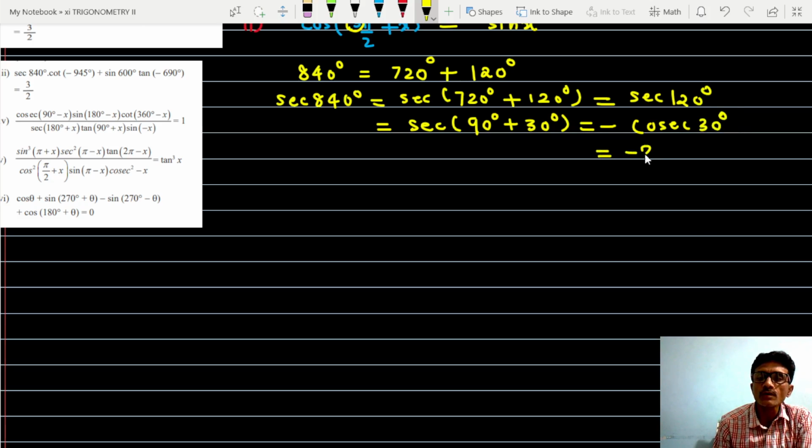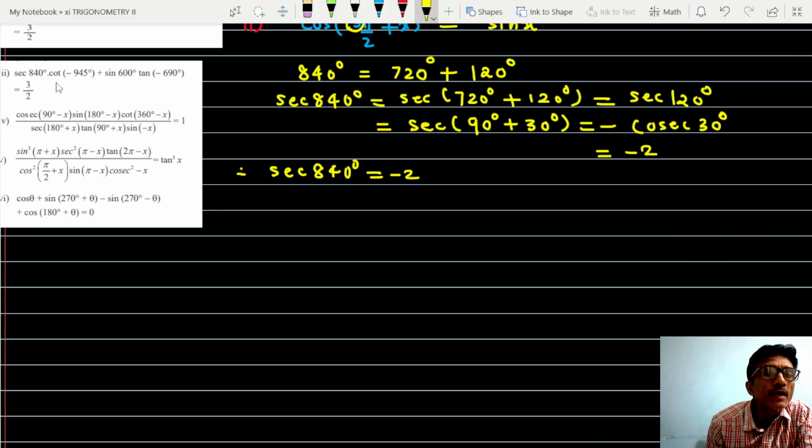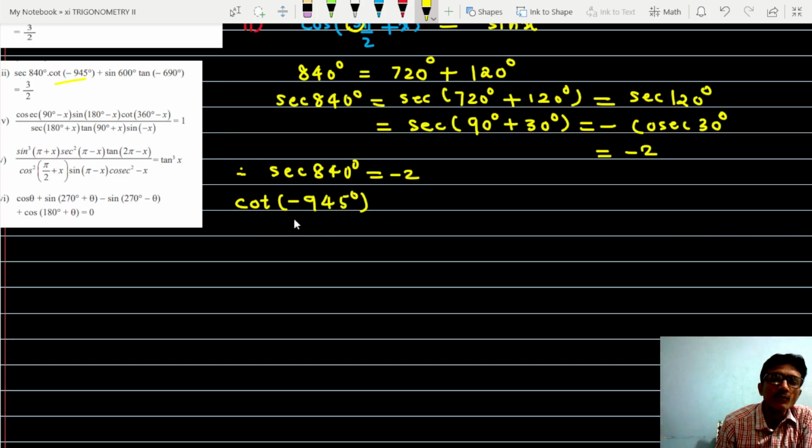दिस विल गिव अस व्हाट? -2. देयरफॉर सेक ऑफ 840 डिग्री इज इक्वल टू -2. फिर नेक्स्ट आए cot of -945 degree. Look at this, cot of -945 degree. Yes, see only cos and sec of minus theta is same, but cot of minus theta will be equal to minus cot theta. तो ये आएगा minus cot of 945 degree.